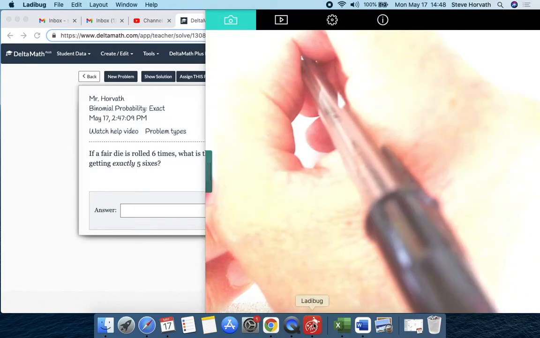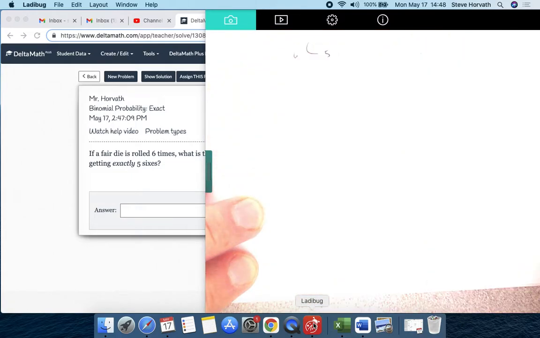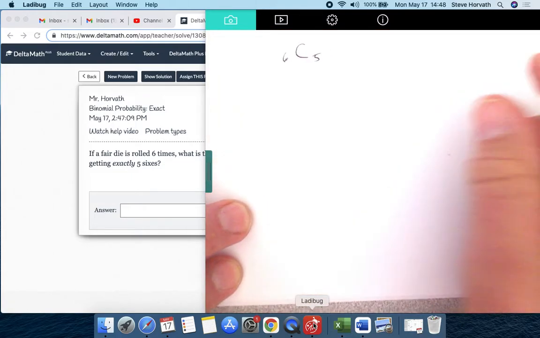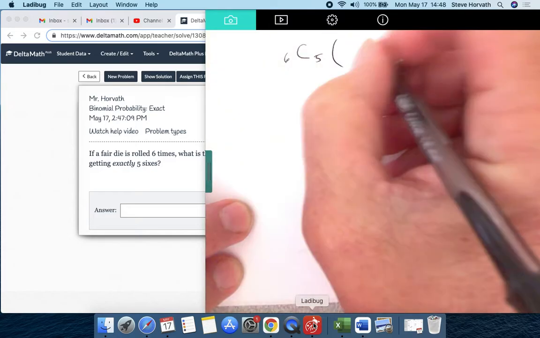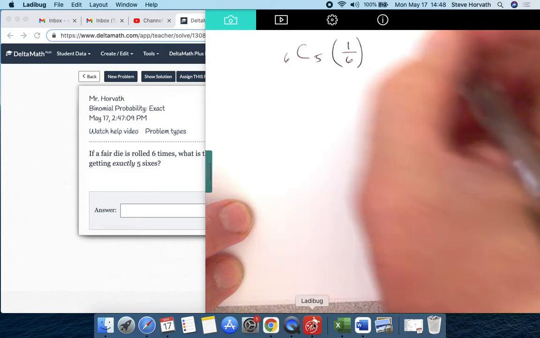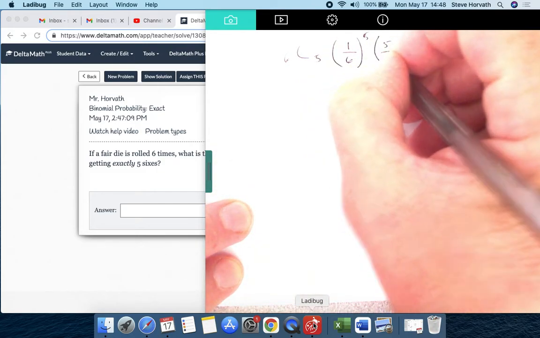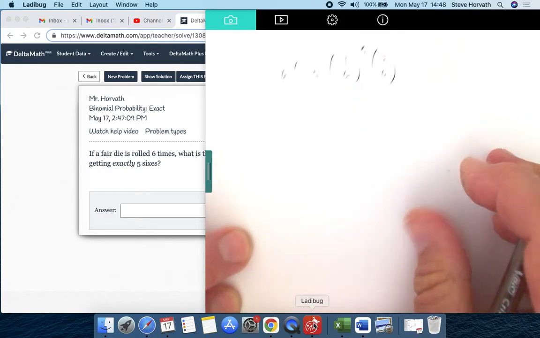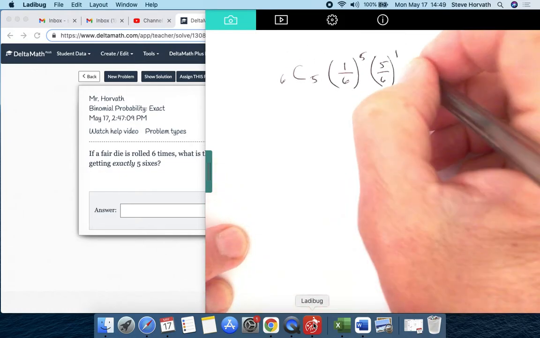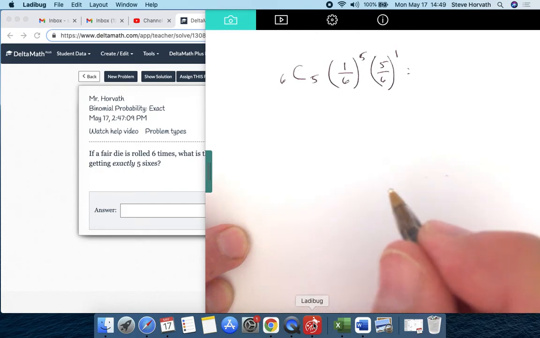For exactly, we would have 6 rolls. We want something to happen 5 times, and the probability of rolling that would be 1 in 6 for a fair die. We want it to happen 5 times. The chance of a failure is 5 out of 6, and we want that to happen once. So this would give us the probability of exactly 5 sixes.